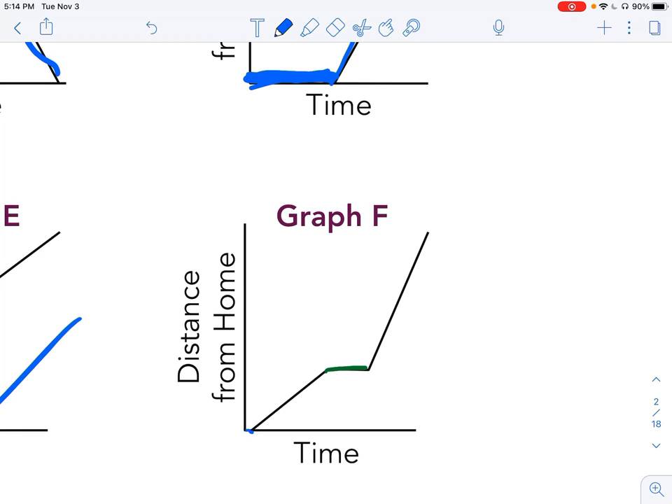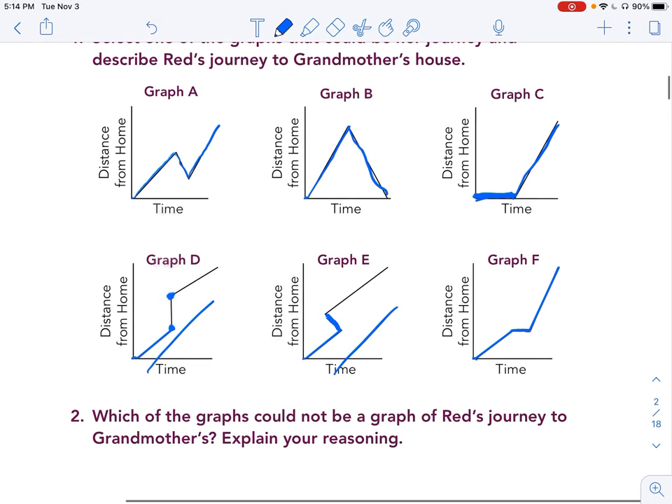Look at this one. She waited a little while. Then she went on her way. And well, maybe she was tired and needed to sit down for a little while. Okay, I can see that happening. So she stayed where she was. Or maybe she was picking some flowers. And then she went to Grandma's house. So all of those, except for D and E, could happen. Each one of those other ones could happen.